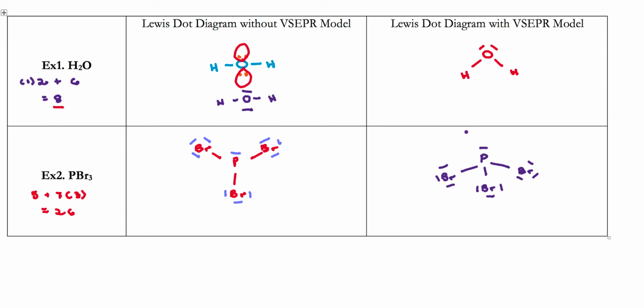My last step, I need to count my total number of electrons that I've used and check to make sure that I'm using the correct number. So let's check. I'm going to start with the bromine. So I've got 2, 4, 6, 8, 10, 12, 14, 16, 18, 20, 22, 24, 26. I'm using 26, and I should be using 26. So I'm good to go.